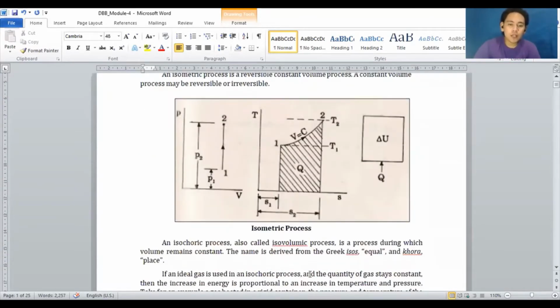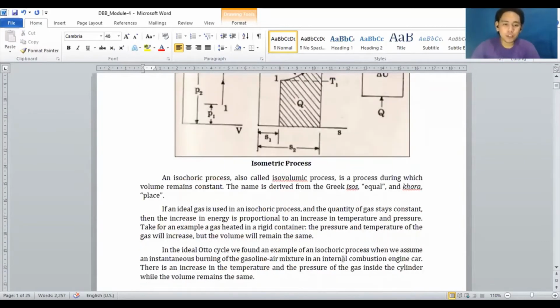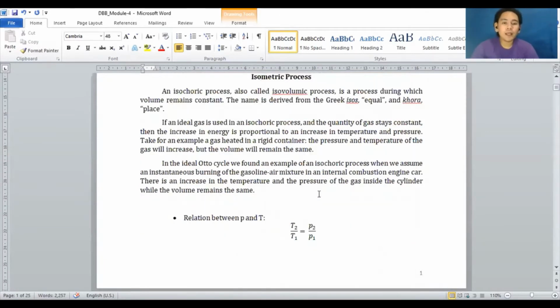An isochoric process is also called an isovolumetric process. It is a process during which volume remains constant. The name is derived from the Greek words isos, which means equal, and chora, which means place. If an ideal gas is used in an isochoric process and the quantity of gas stays constant, then the increase in energy is proportional to the increase in temperature and pressure. Take for example a gas heated in a rigid container: the pressure and the temperature of the gas will increase, but the volume will remain the same.